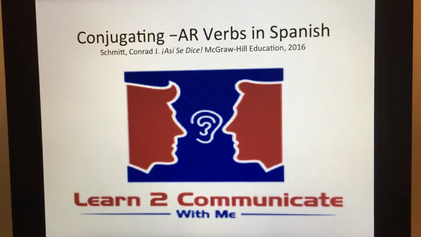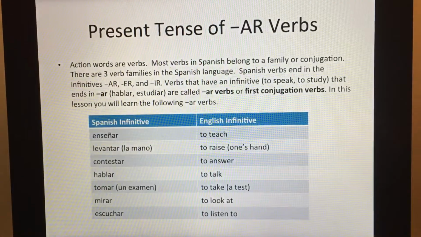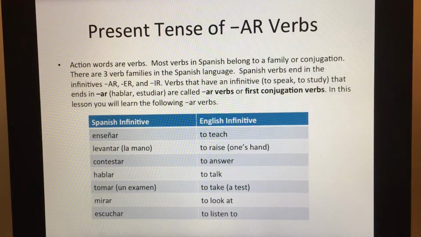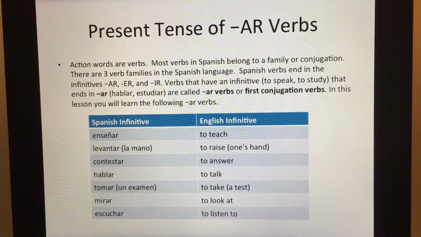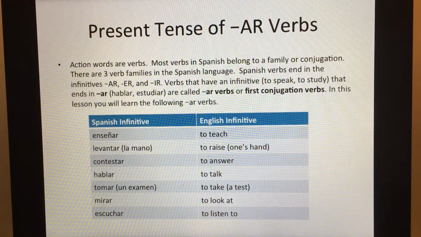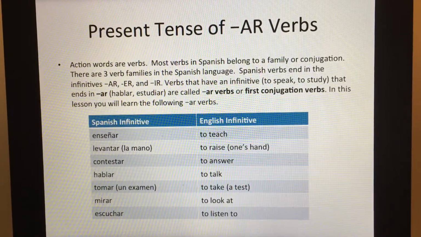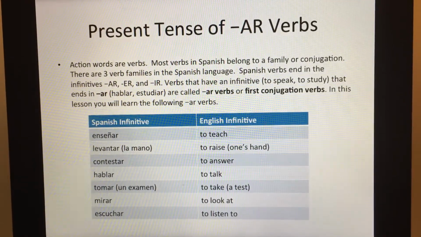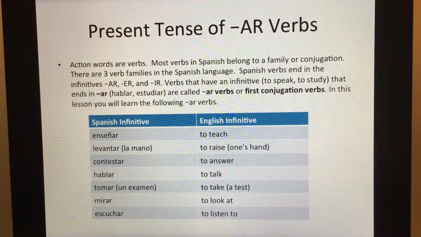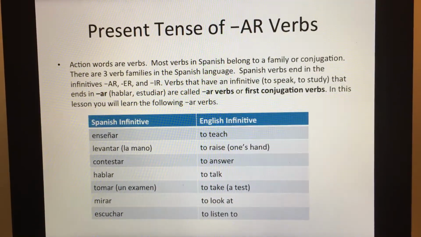Today's lesson is on conjugating AR verbs in Spanish. We're going to learn how to conjugate AR verbs in the present tense. Action words, or verbs. Most verbs in Spanish belong to a family or conjugation. There are 3 verb families in the Spanish language. Spanish verbs end in the infinitives AR, ER, and IR.